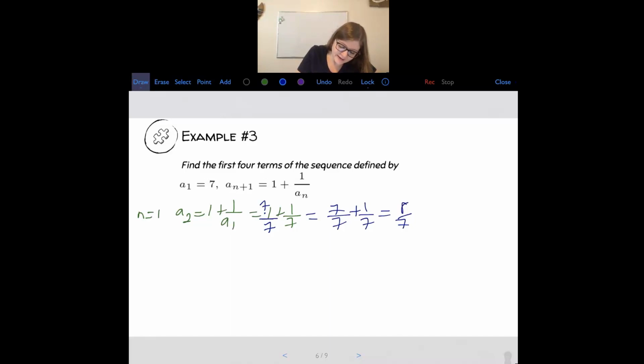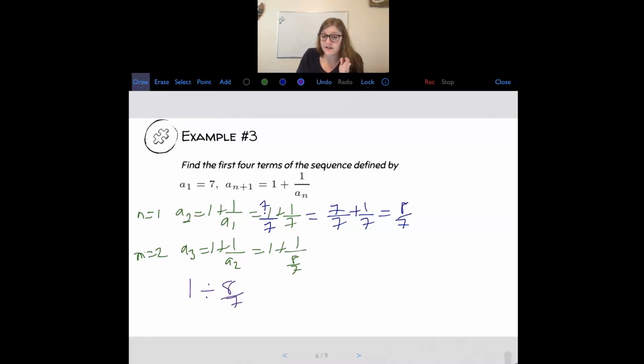Next, we have n is equal to 2. So we have a sub 3 is equal to 1 plus 1 over a sub 2, which is 1 plus 1 over 8 over 7. There's a couple of ways to deal with this 1 over 8 over 7. I'm going to do this in a different color. You can write it out as 1 divided by 8 divided by 7.